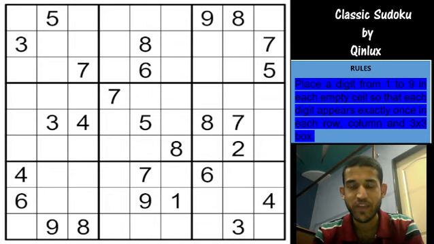I'm Kishore and today I've got a lovely classic Sudoku for you guys created by Qinlux. This Sudoku has been titled Two-Dimensional by the author. The link to solve this is in the description of the video. Please do give it a try and come back and watch the video. You'll enjoy the video a lot more, really.